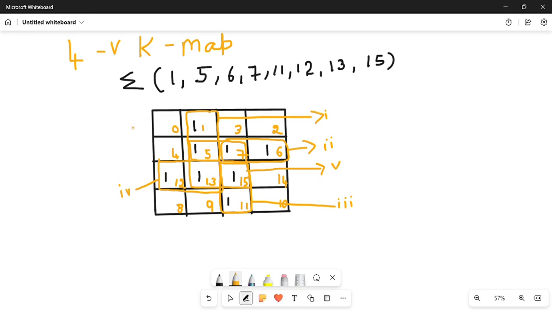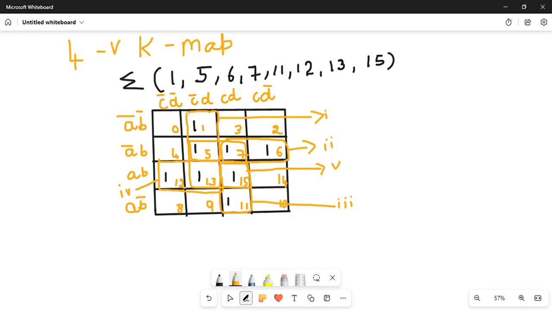Now what do we do here? We haven't written anything. Let me write A bar, B bar. A bar, B. A, B and A, B bar. C bar, D bar. So here is the answer now.